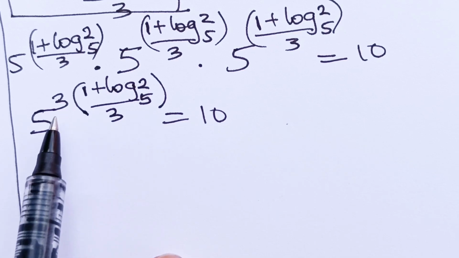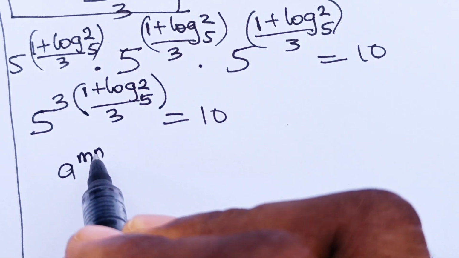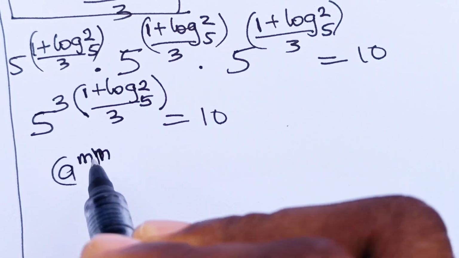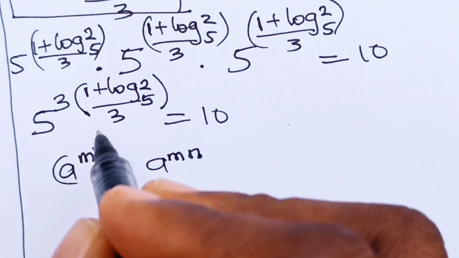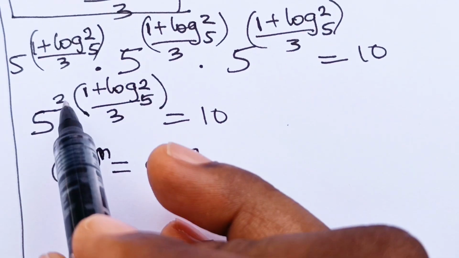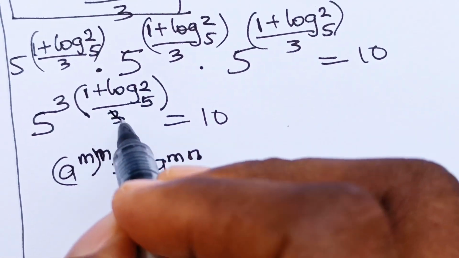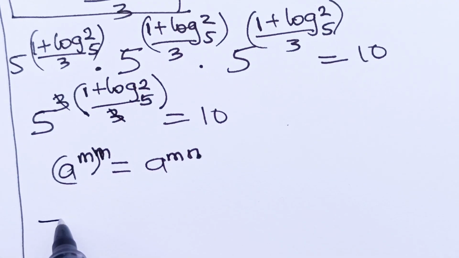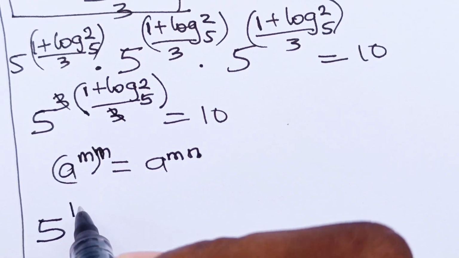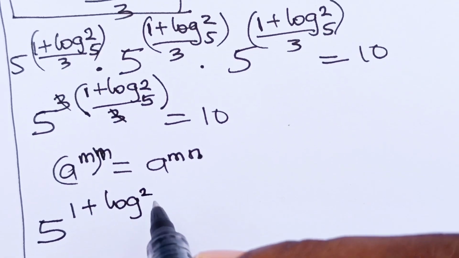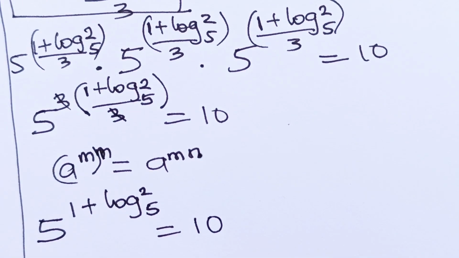Now when you have a to the power of m raised to the power of n, this is equal to a to the power of m times n. So this is the same thing as 3 multiplied by this, and when you multiply 3 by this, it is going to cancel the division by 3. So what we now have on the left hand side of the equation is 5 to the power of 1 plus log 2 base 5, is equal to 10.